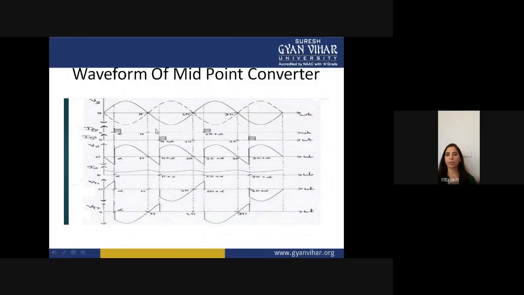But at this point, you are triggering another SCR, which is T2. When T2 gets turned on, you are getting the output current and the output voltage from pi plus alpha to 2 pi. So you can see here the current is also in continuous conduction mode when you are using an RL load in the midpoint type converter.